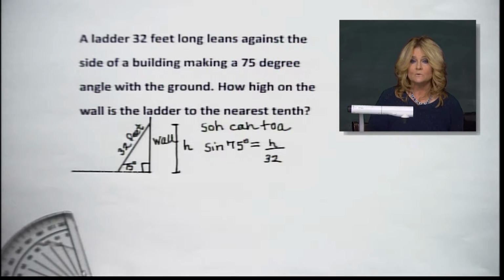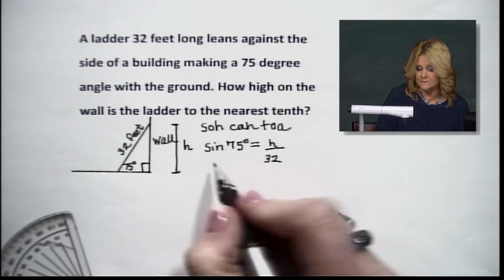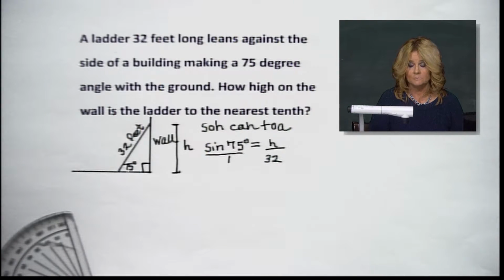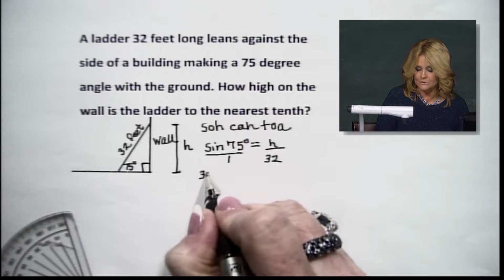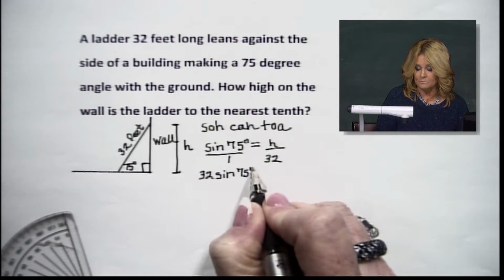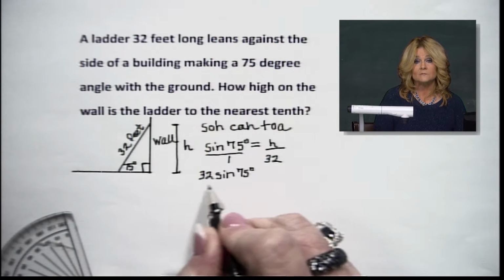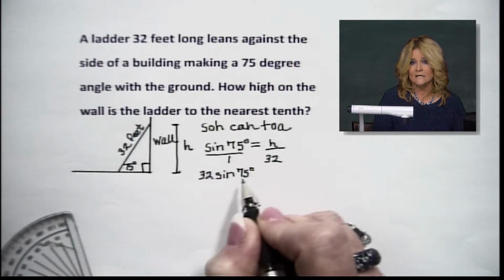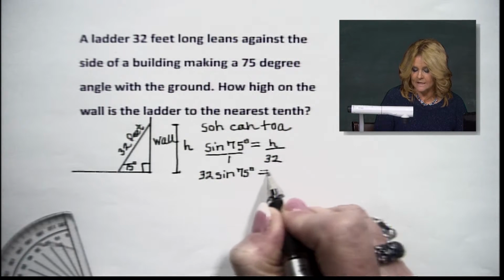Now what I'm going to be doing is trying to figure out to the nearest tenth what the height is going to be. How far up the wall is that ladder? So what I would probably do is see this as a proportion and simply put this over 1 and cross multiply. I'll get 32 times the sine of 75 degrees. It's real important that I multiply the 32 times the sine of 75, not 32 times 75, to get the H value.